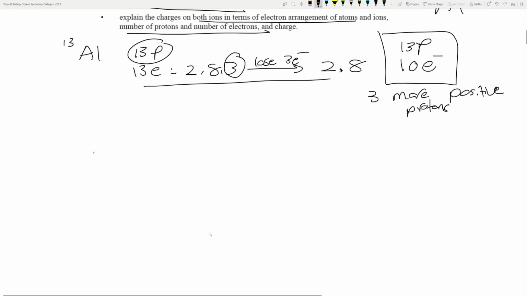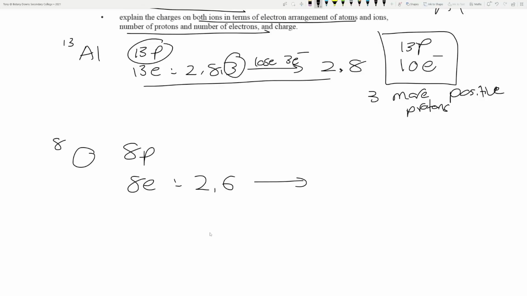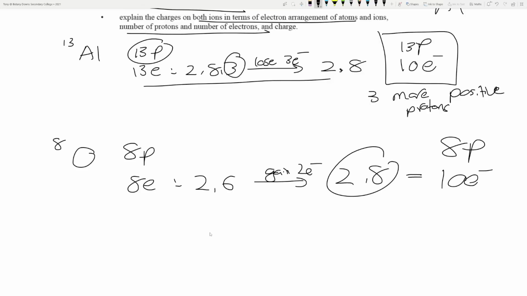Okay, so same with oxygen. Let's try again. This is 8 protons, 8 electrons. 8 electrons is 2, 6. So it's going to gain 2 electrons to become 2, 8. I had 8 protons, now I have 10 electrons. So I have 2 more negative electrons than my positive protons, so that's why it's O 2 minus.